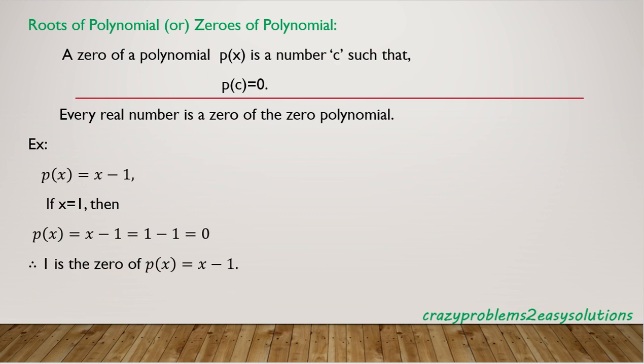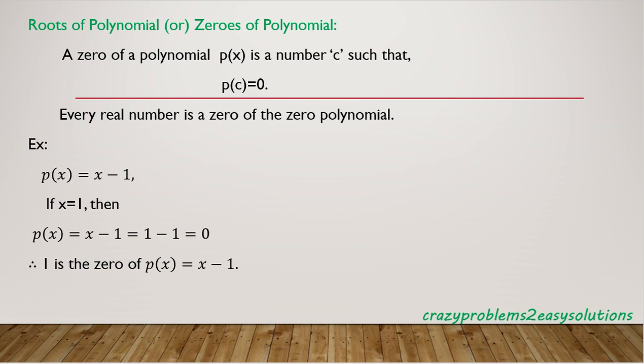If I apply x equal to 1, then p of x, the polynomial, is x minus 1. You have to apply 1 instead of x, so 1 minus 1 equals 0. So 1 is the zero of the polynomial p of x equals x minus 1.